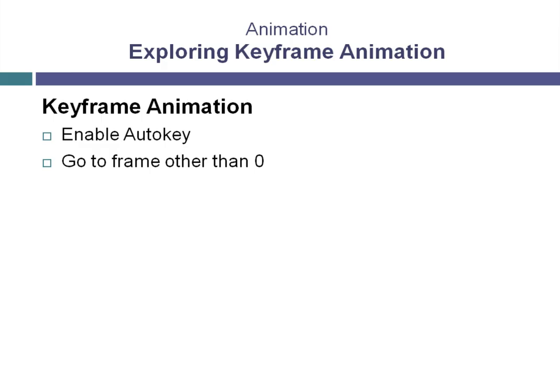Once you navigate to a frame other than frame 0, you can perform nearly any operation in 3ds Max and have it be animated. Almost everything you do within the program has animatable parameters associated with it, with very few exceptions. The process of keyframe animation is fairly straightforward. As the animator, you define the keyframe, then 3ds Max fills in the blank frames based on the keyframe criteria.